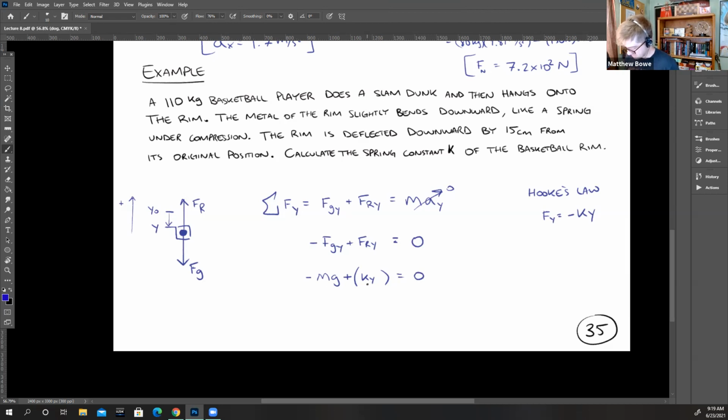Finding the spring constant is just solving for k. Let me do that over here so there's more room. k is equal to mg over y. And we already have all of the things we need: a 110 kilogram basketball player, 9.8 newtons per kilogram. I'm using these units because I know the kilograms are going to cancel.